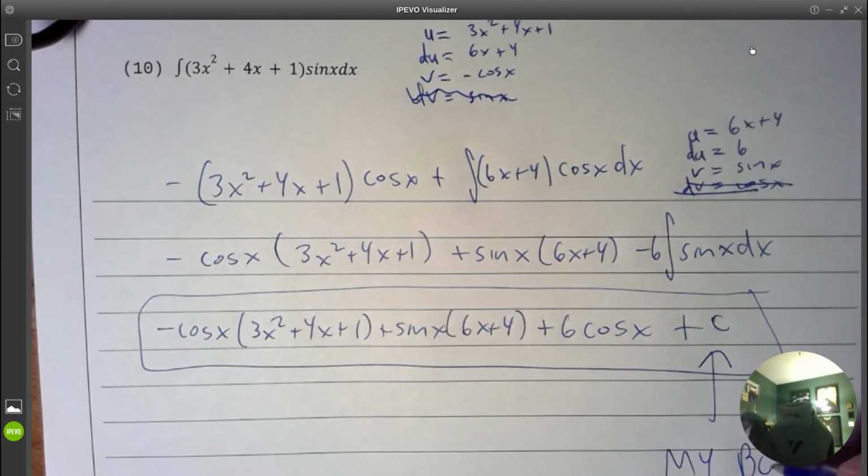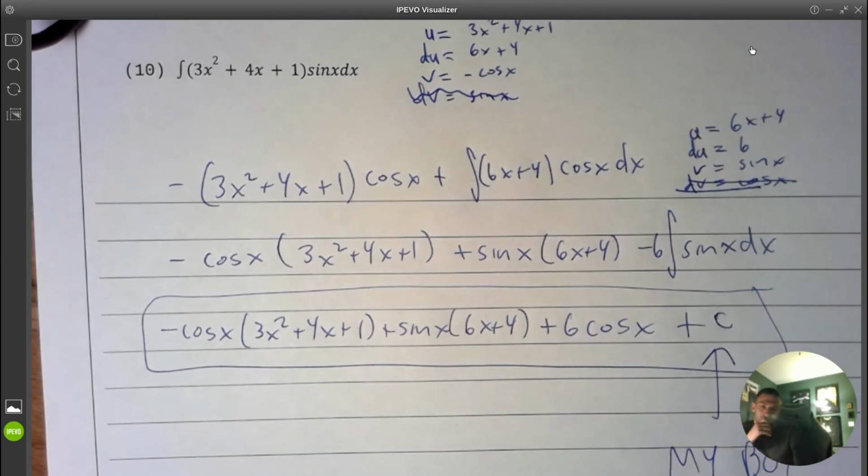My boy. I think we're good. Integration by parts, so easy. Disgusting. I'm going to bed.